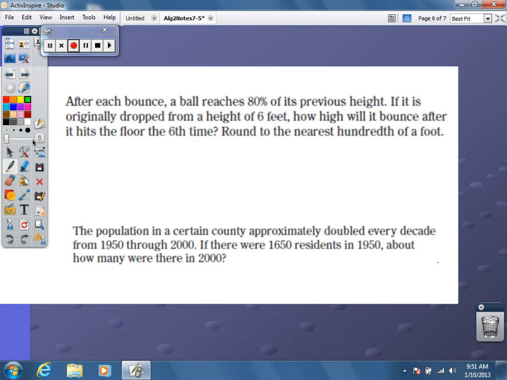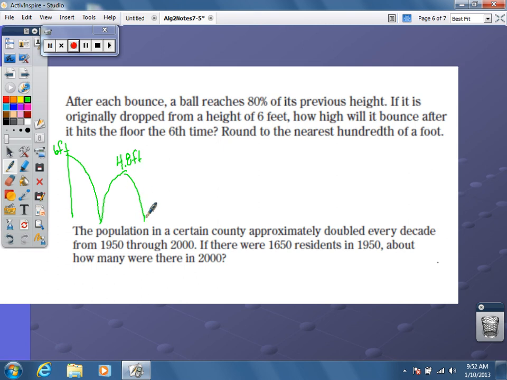Okay, here's a word problem. After each bounce, a ball reaches 80% of its previous height. If it is originally dropped from a height of 6 feet, so we're starting here at 6 feet, you drop the ball. How high will it bounce after it hits the floor the 6th time? I always draw pictures on this because I get mixed up. Here's the first bounce. Where is it at? It goes to 80%. So I take 6 times 0.8 and I get 4.8 feet.